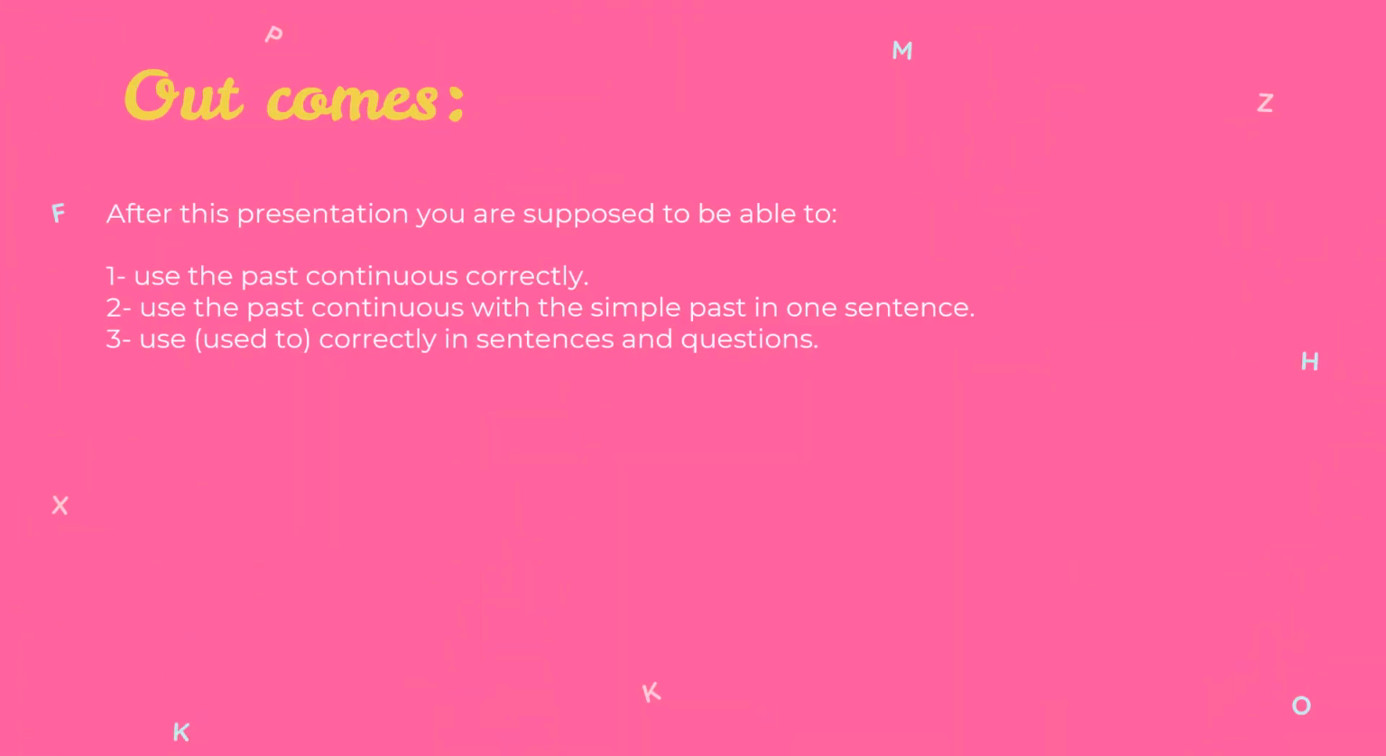The outcomes of this class: after this presentation, you are supposed to be able to: 1. Use the past continuous correctly. 2. Use the past continuous with the simple past in one sentence. 3. Use used to correctly in sentences and questions.